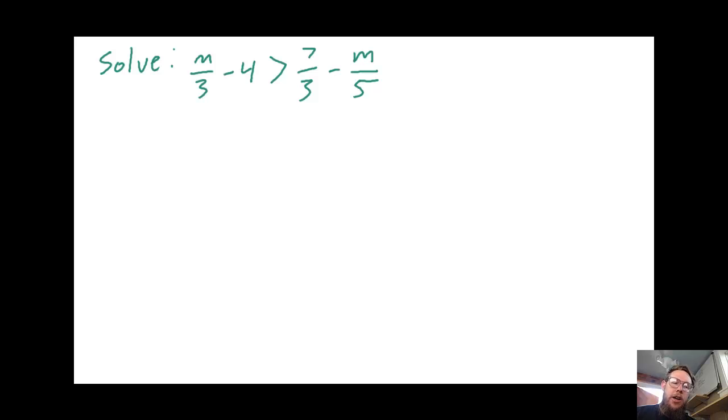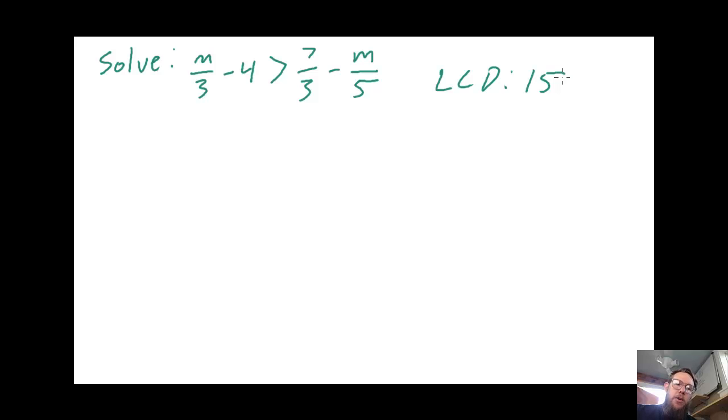We need to look for a common denominator to get rid of these fractions. We can't add them, we can't do anything with them. So what would be a common denominator on both sides? It looks like we've got a third and a fifth going on here, so the lowest common denominator of that would be 15. So we multiply both sides by 15.